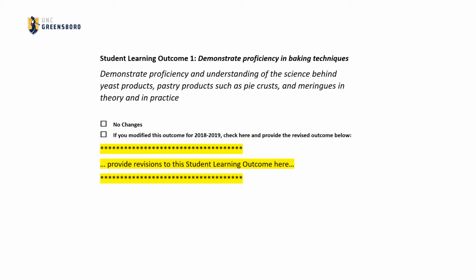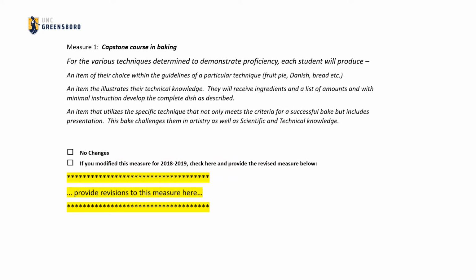The student learning outcomes section is next. In this section, all the student learning outcomes for the program are listed. Each outcome is followed by the associated measure and target used to illustrate the program's results in achieving the outcome.